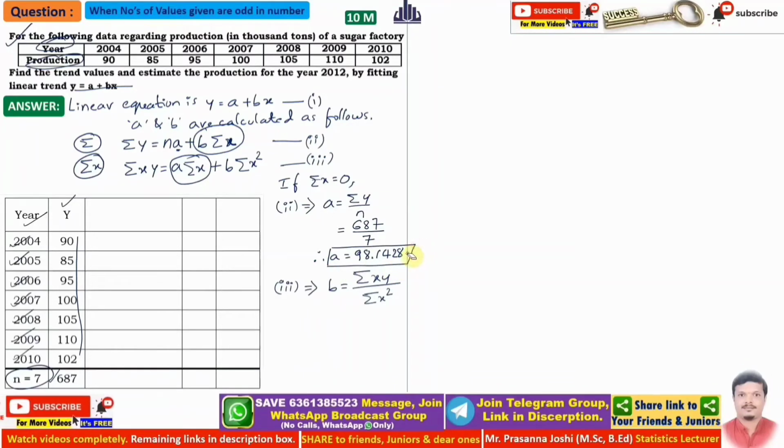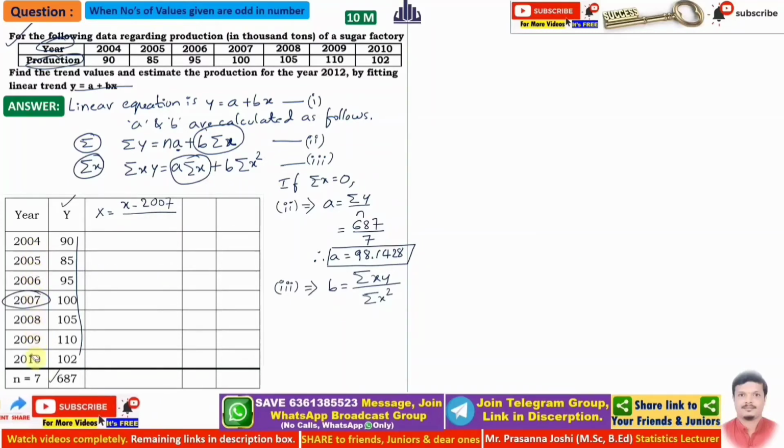We have got one constant now, and then we have to get b. For that, we need summation of xy. The x values are 4-digit numbers. I told you x should be calculated by some transformation. What is the transformation? These x will be calculated as x minus the mid value among all these given years. So in these 7 values, which is the middlemost observation? Is it not 2007? So x minus the mid value, that is 2007, divided by the width of these years.